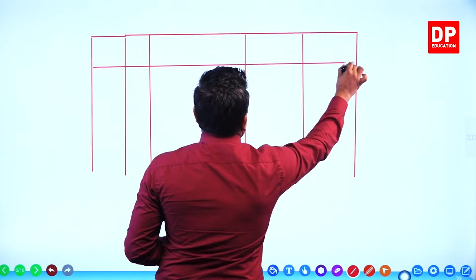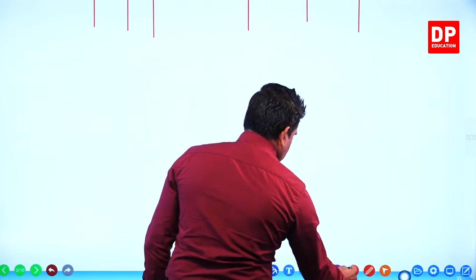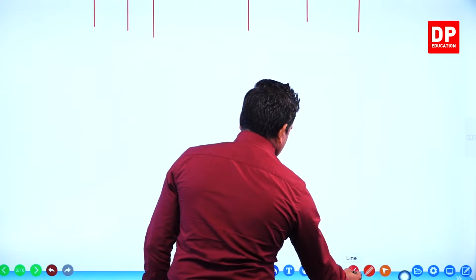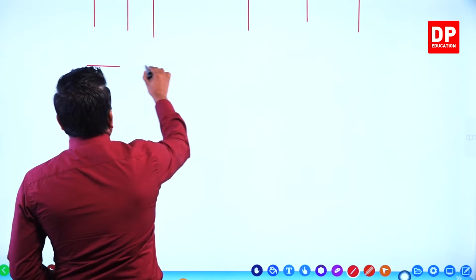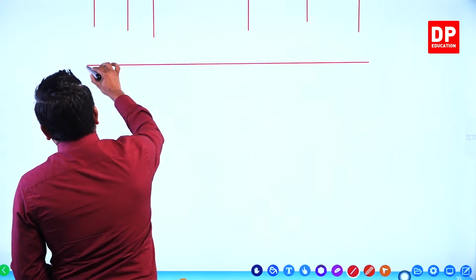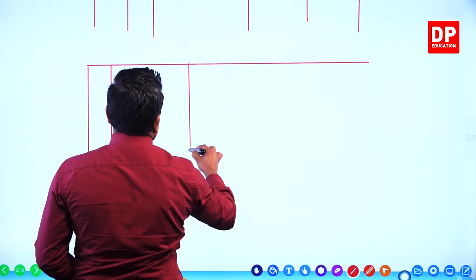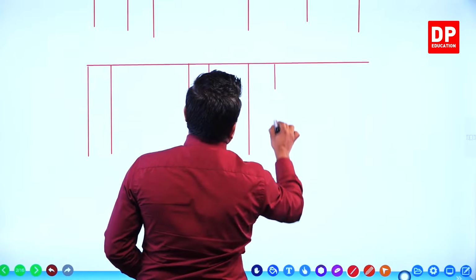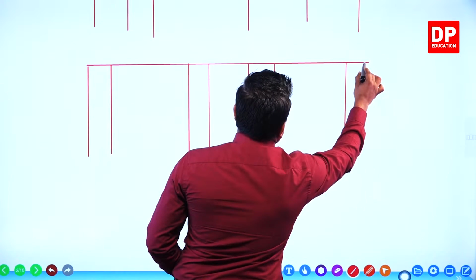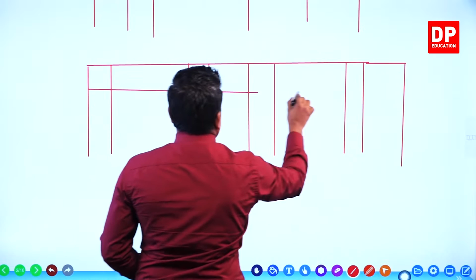Then I draw T accounts also. Why T accounts? T accounts mean ledger accounts. Mostly we use the T format, but I draw here the full format of the ledger accounts. Date, description, ledger folio, value, date, description, ledger folio, value. Two accounts needed here.